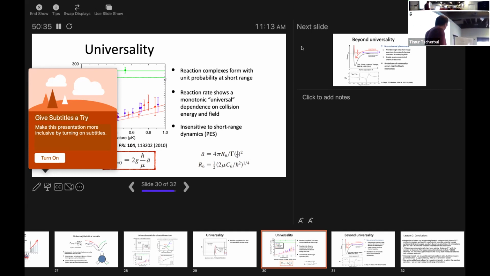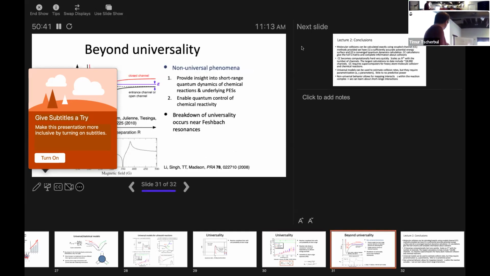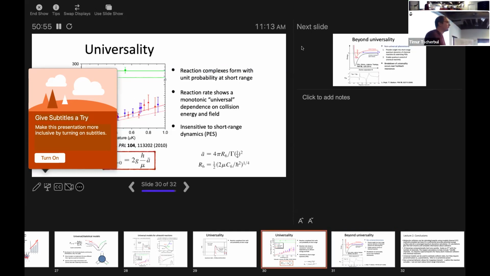But oftentimes complex formation is a plausible assumption and we should not forget about it. So basically the exciting stuff is that once you go beyond this, you become sensitive to short-range effects and then all bets are off. And systems become truly different from each other, right? And then you can control. Also, another problem with this universal behavior is that it's very hard to control, right?